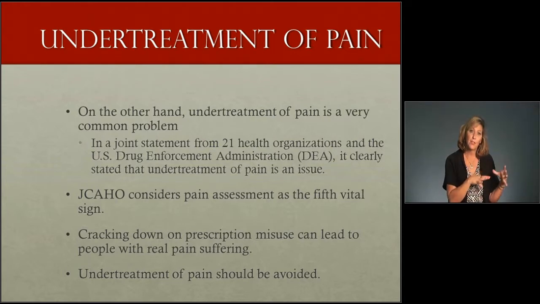We do know there are issues with overtreatment, because we have the fatalities, but we also know there are issues with undertreatment for pain. Overtreatment: there are a lot of prescriptions out there. There are a lot of states that have very high prescription rates that are being cut down on. But on the flip side, we have undertreatment as well. In a joint statement, 21 health organizations and the DEA clearly stated that undertreatment of pain is still an issue. The Joint Commission, JACHO, considers pain assessment the 5th vital sign, meaning every time we take a set of vital signs, we have to look at pain assessment.